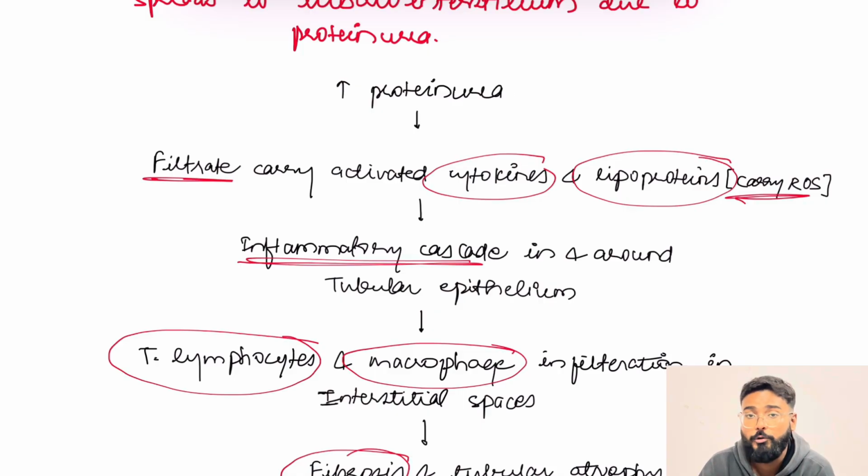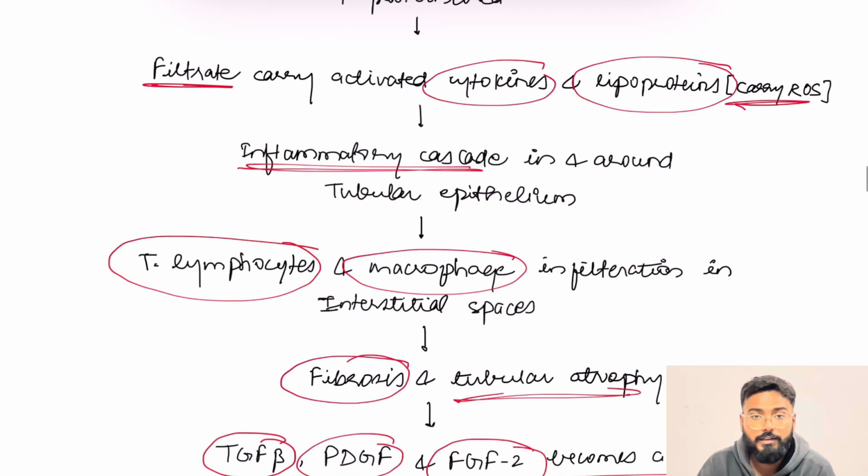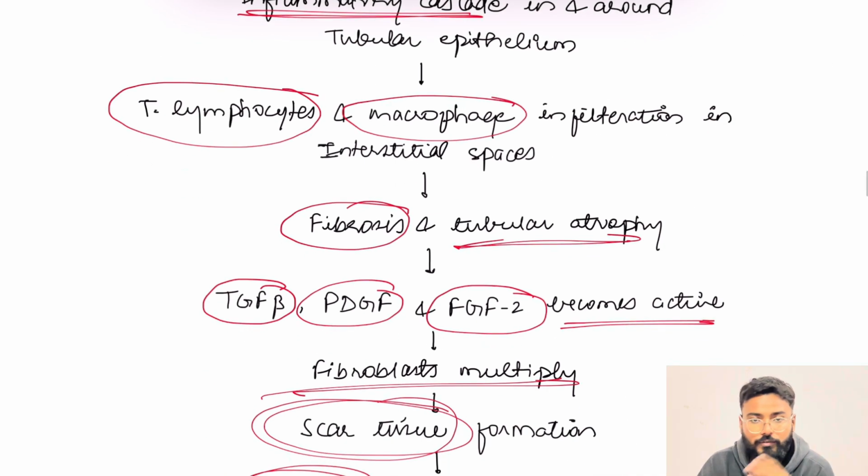There will also be lipoproteins, because it is a stage of hyperlipidemia, hypercholesterolemia, which will initiate an inflammatory cascade, with incorporation of lymphocytes, macrophages, neutrophils and all those cells, which is going to cause fibrosis and tubular atrophy.